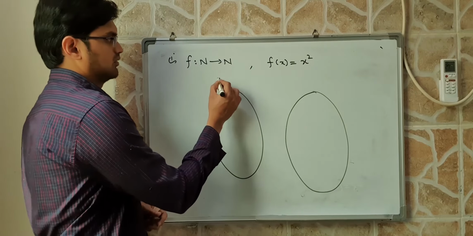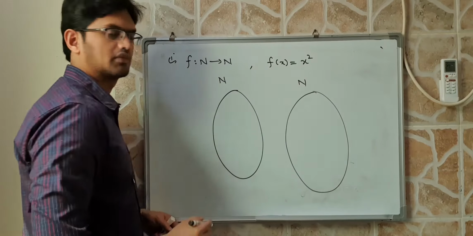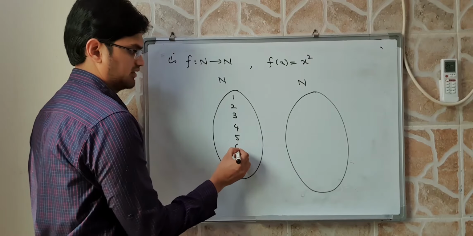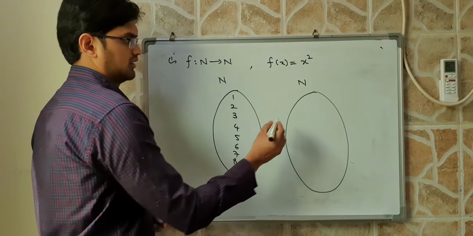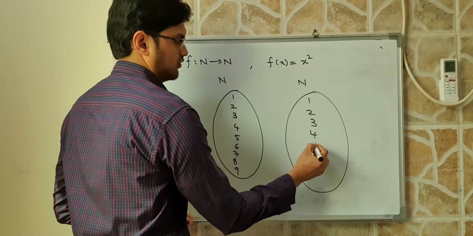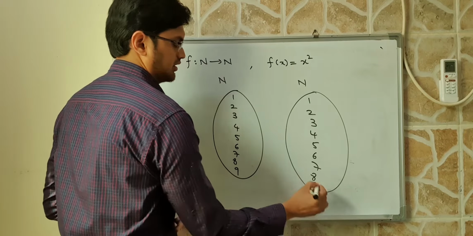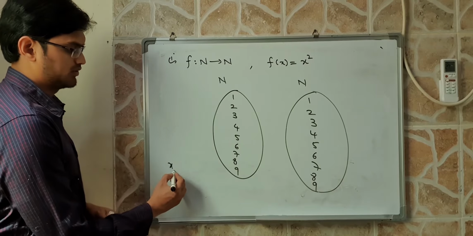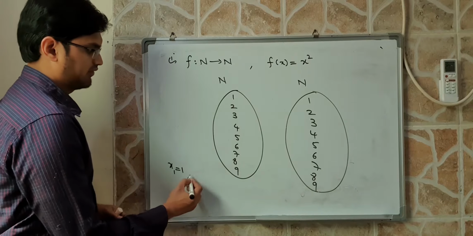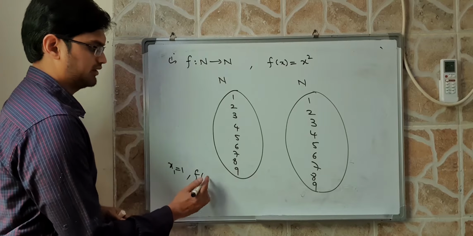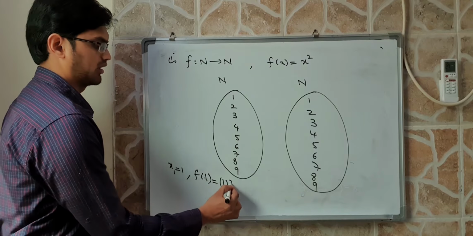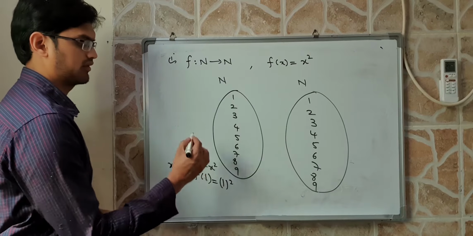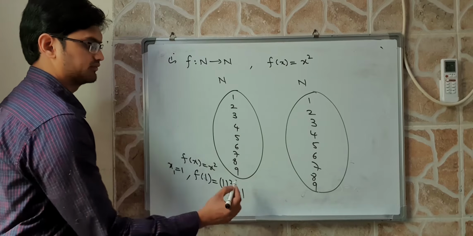So it is from natural numbers to natural numbers. I will select the numbers 1, 2, 3, 4, 5, 6, 7, 8, 9 on both sides. Now what is the rule? Suppose x1 is equal to 1. What is f of x1? f of 1 will become 1 square. Why? Because f of x is x square. So 1 square, the answer is 1.